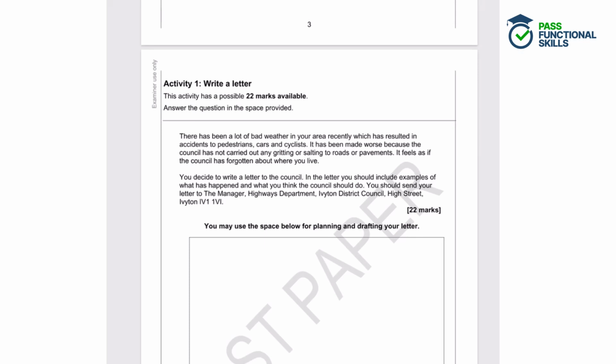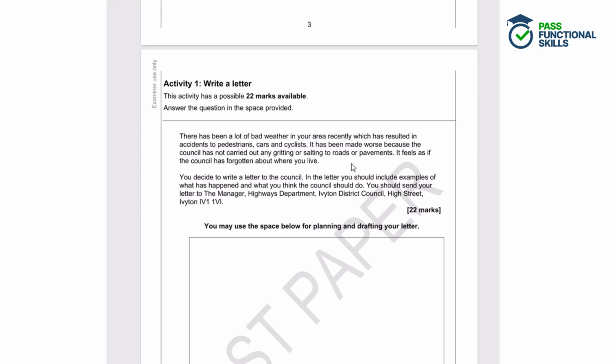So what are we being asked to do in this question? Well, let's start by identifying the text type that we're being asked to write. So we have to write a letter. And what is our letter going to be about? Well, it's going to be talking about these issues on the roads. So there's been no gritting or salting on roads or pavements, and this is causing accidents in the area.